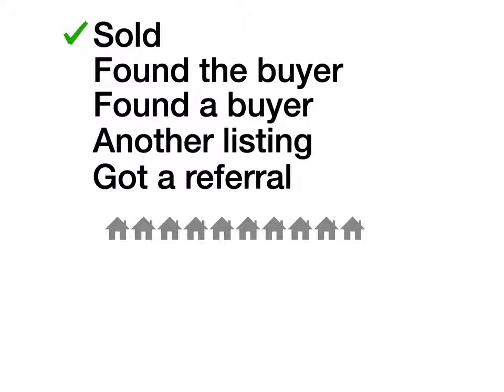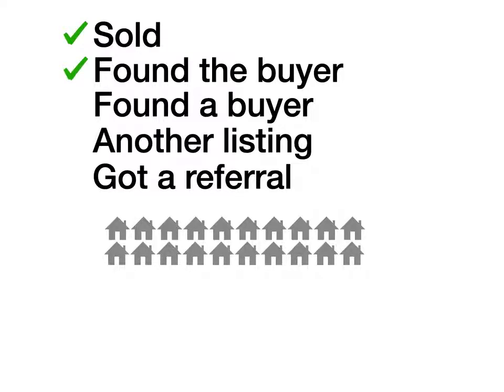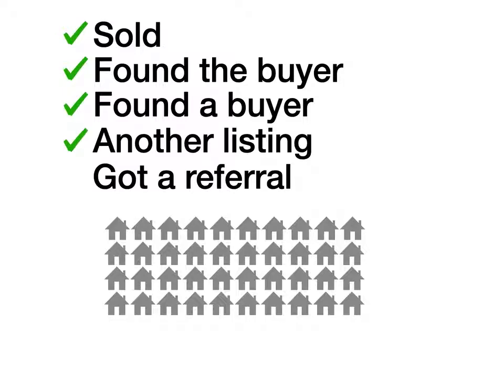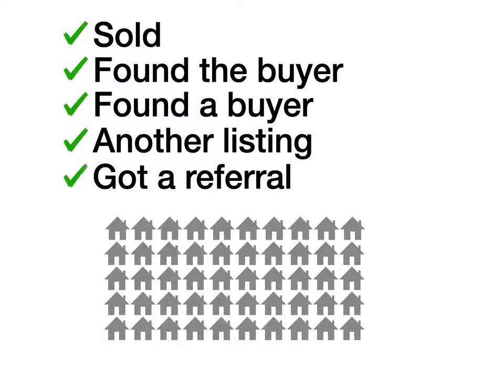Number 2 is you found the buyer for the house. Number 3, you found a buyer who bought another house. Maybe they didn't buy that one, but you worked with them and they were able to buy another house. 4, you got another listing in the neighborhood because you met them as a result of you being the listing agent on that one. Maybe it was a neighbor, maybe it was somebody who wanted to buy that house but needed to sell their house in order to do it. And number 5, you got a referral from the seller. So that's 5 possible points for each of your last 10 listings for a total of 50. So how many did you get?